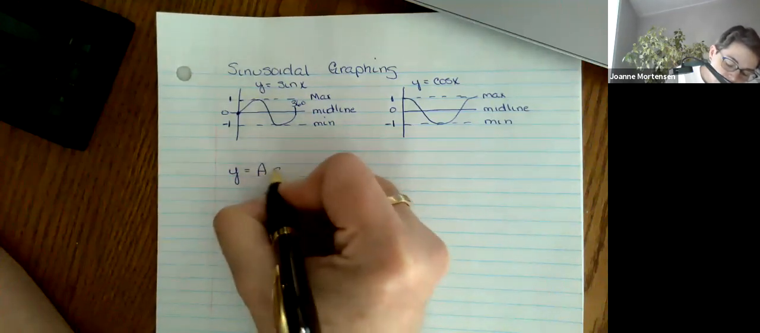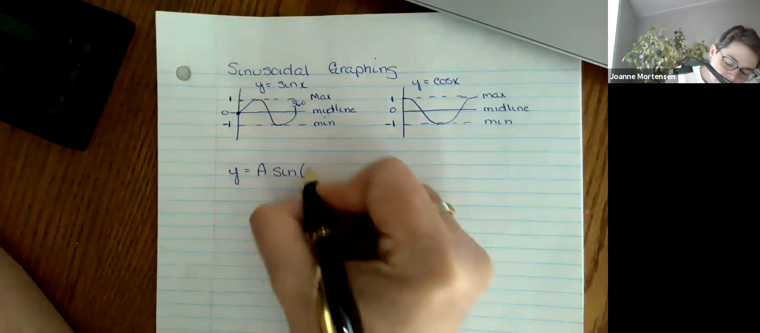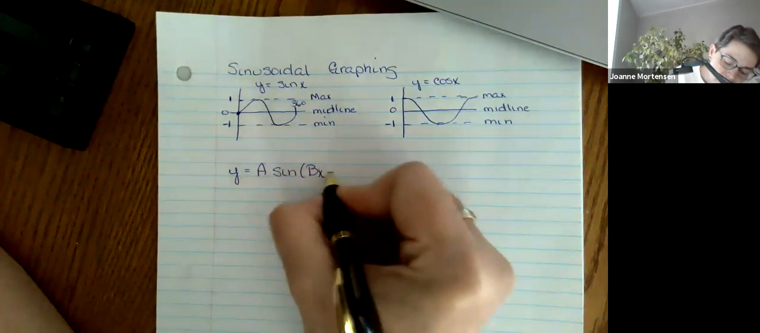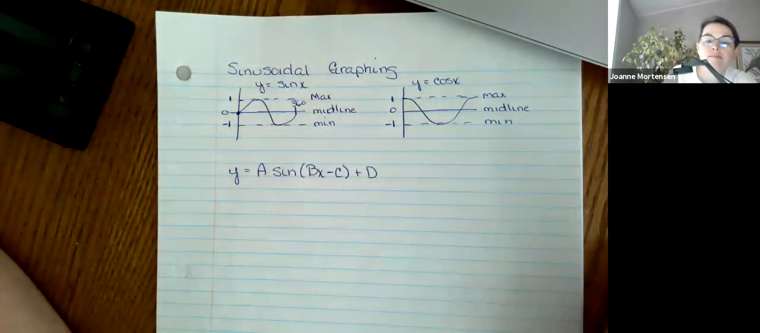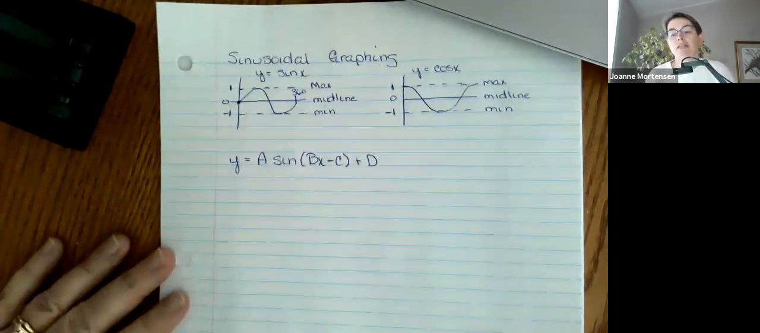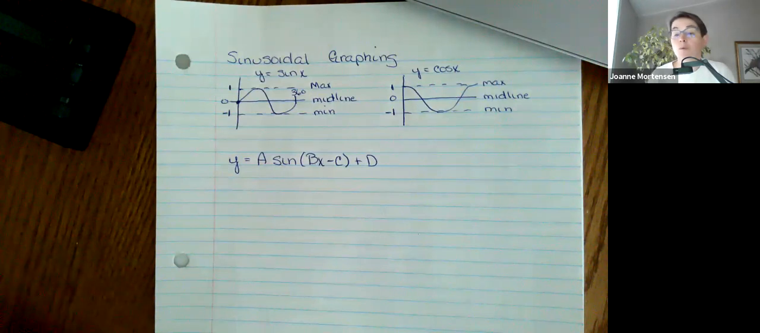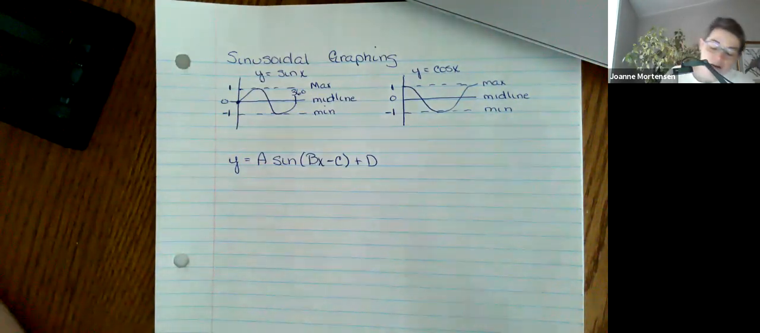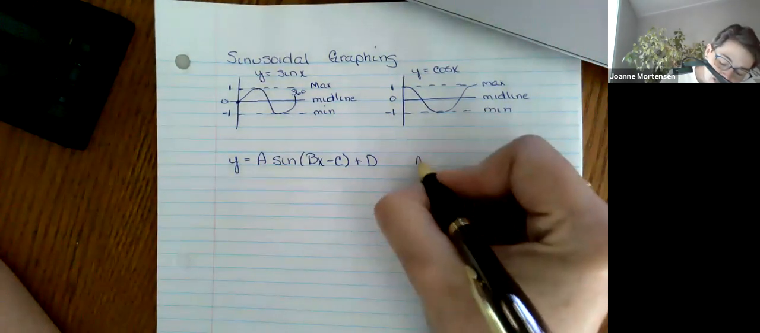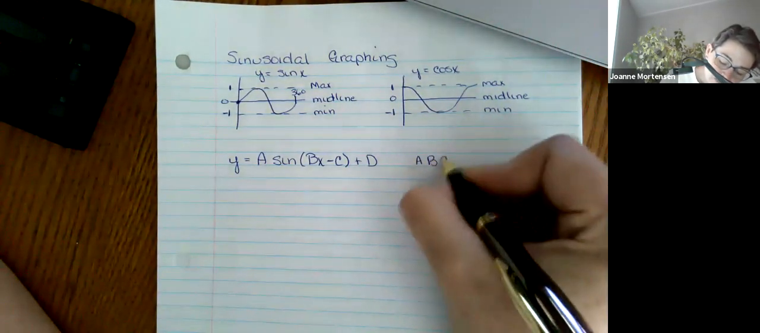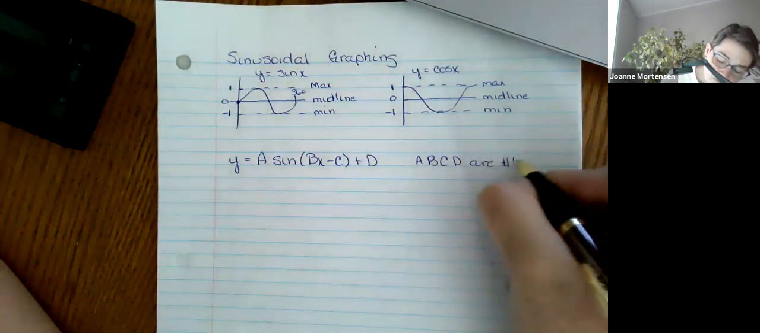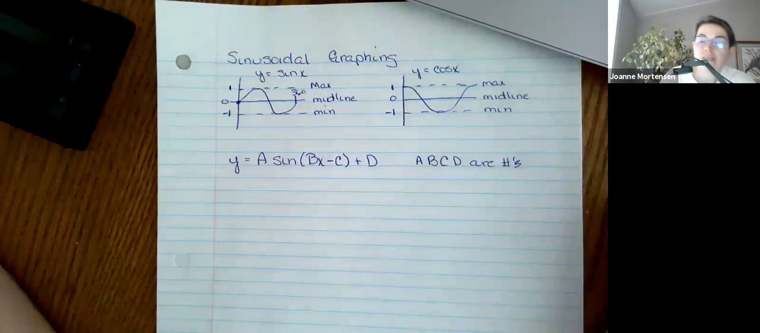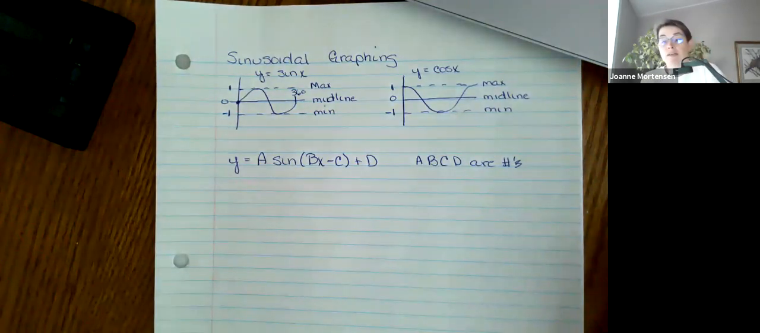y = A sin(Bx - C) + D. And if you're thinking, no, it's okay. It's a little scary. What you need to know is A, B, C, and D are just numbers. It's not like we're throwing in that many variables at you.